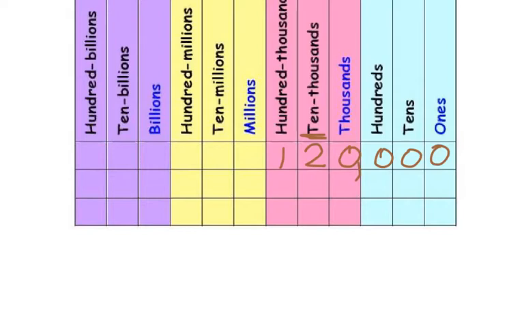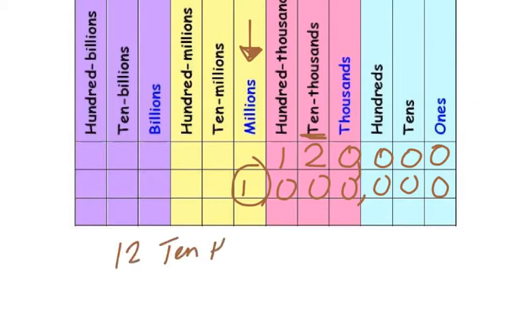So I'm comparing 120,000 to 1 million. Okay? Yet again, once I stack these up, I can look at my largest place value. The bottom number has something in the millions. Therefore, this is going to be greater. Okay? So I would simply write 12 10,000s are less than, because they're smaller than, 1 million.